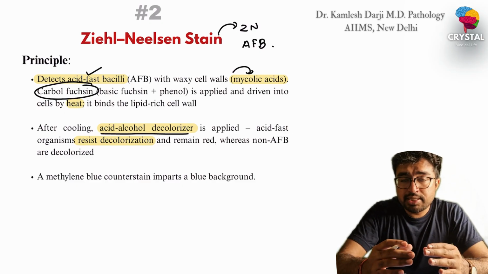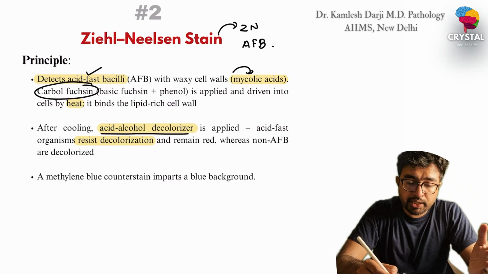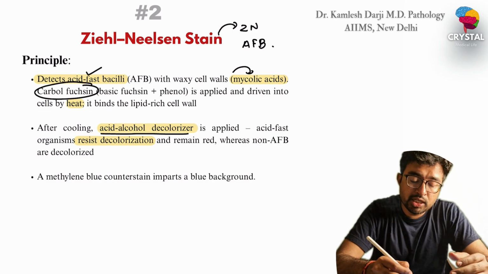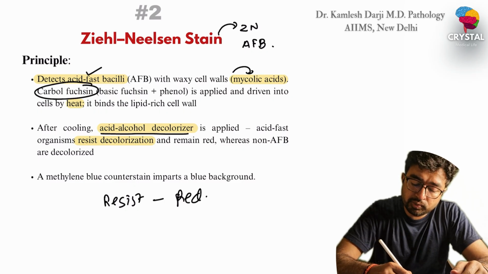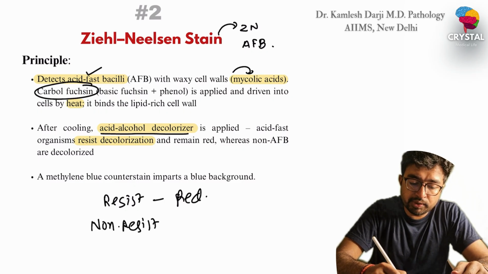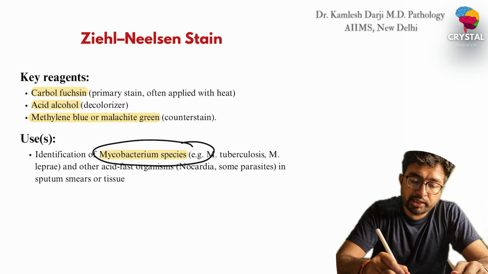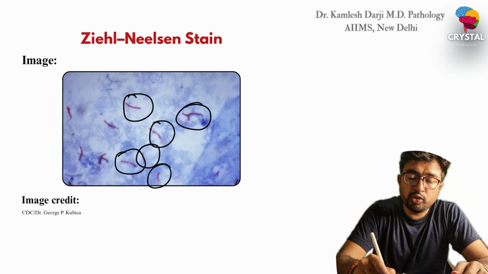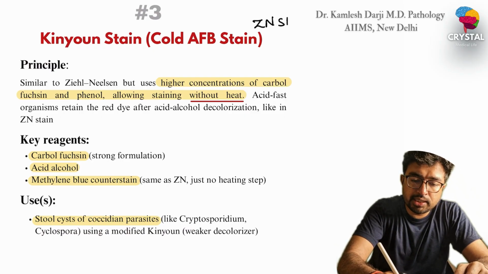If the cell wall resists decolorization, then it will be acid fast bacilli, and the ones that do not resist decolorization become non-acid fast bacilli. The one that resists becomes red because of the carbol fuchsin, and the one that cannot resist becomes blue by the methylene blue counterstain. This is for Mycobacterium species, and these are the Mycobacterium tuberculosis.